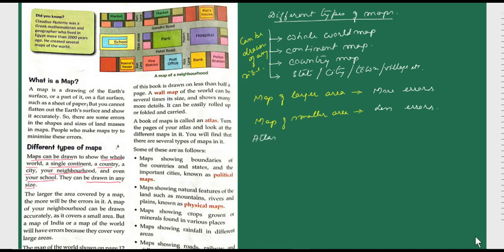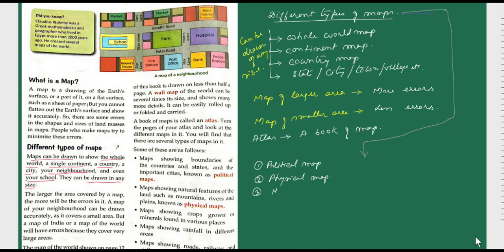Now you are familiar with the term, I hope, the atlas. So what is an atlas? It is a book of maps. It shows these different types of maps. So there are political maps, there are physical maps, maps showing crops grown and minerals found in different parts of the world, or in your country, or in a continent, and maps showing rainfall in different places also.